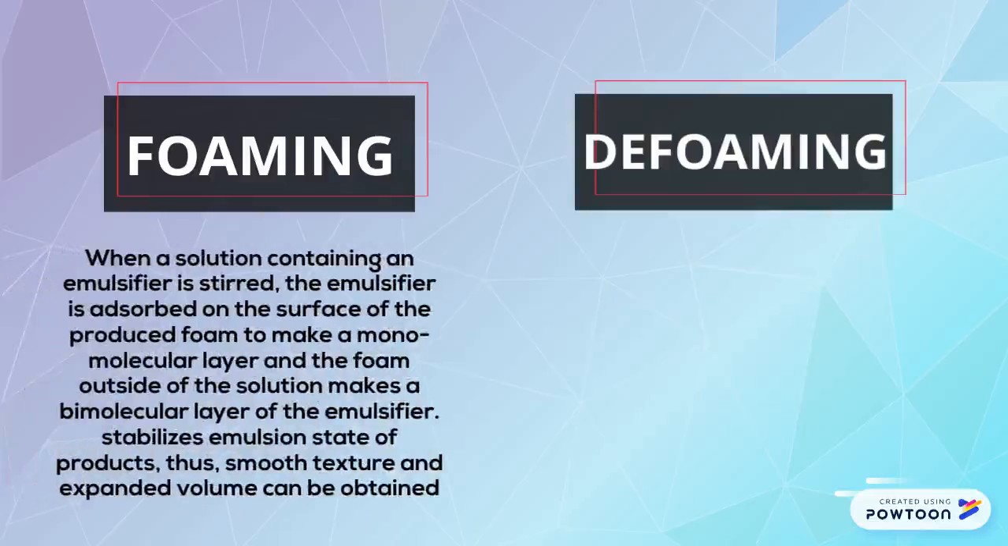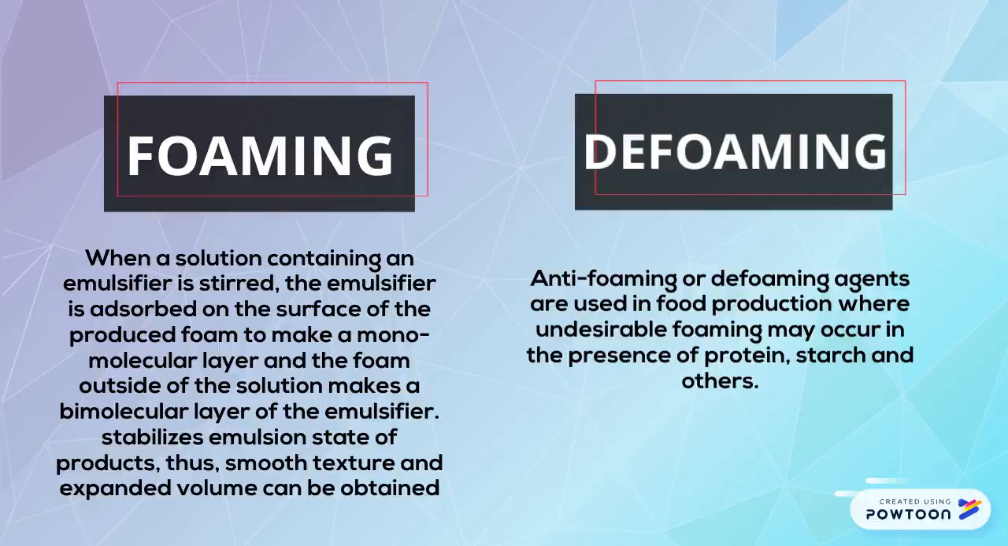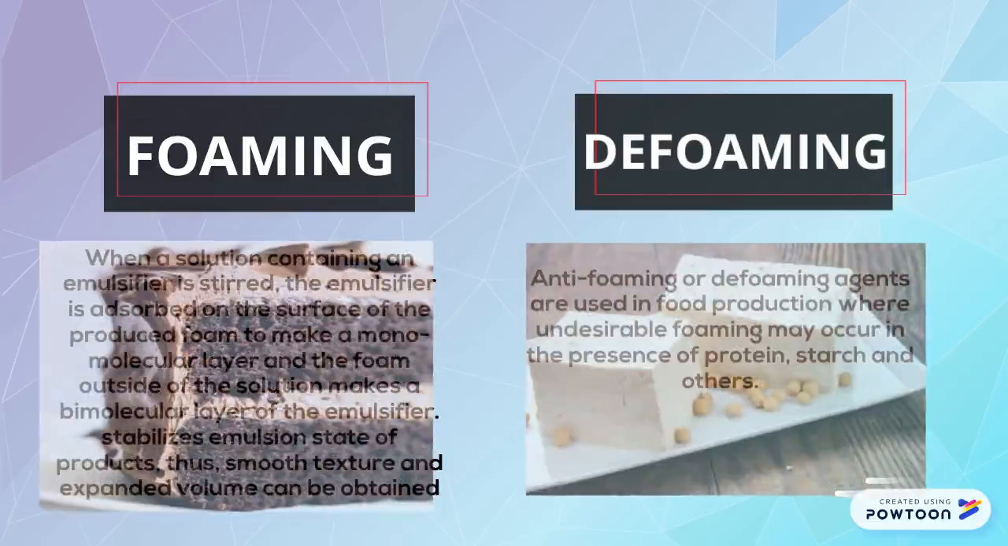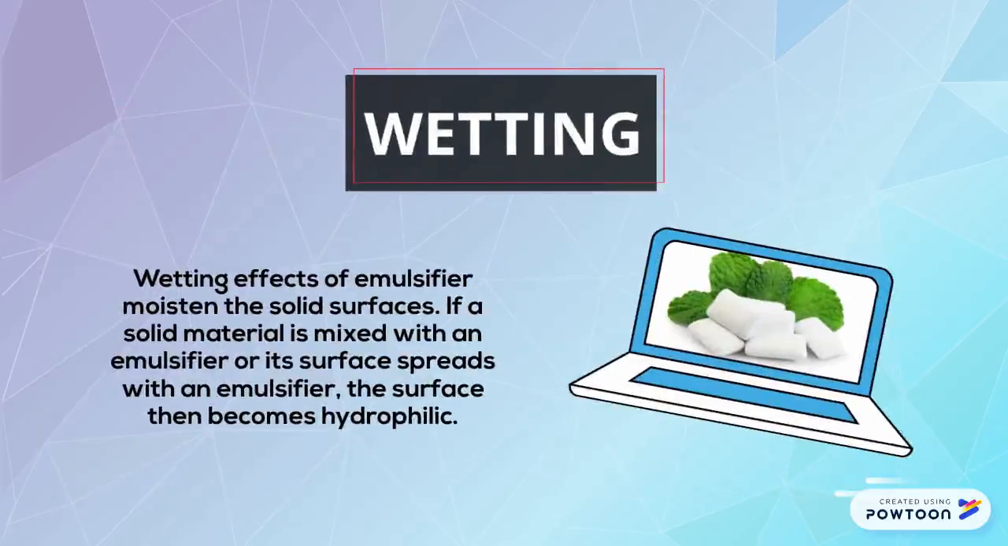Next is foaming. The emulsifier is used to stabilize the emulsion state of products. Thus, smooth texture and expanded volume can be obtained. Next is defoaming, which is used to remove the undesirable foaming that may occur in the presence of protein and starch. Besides that, the aromatic effects of emulsifiers moisten the solid surface of the food product.